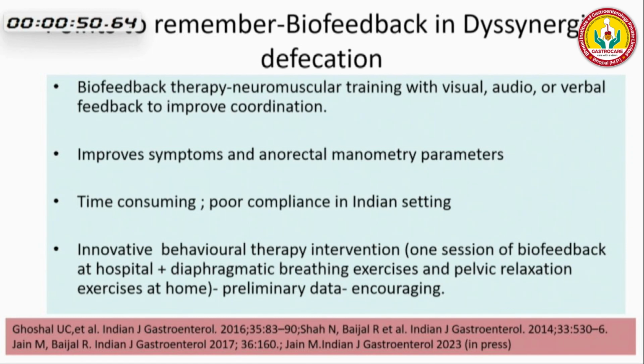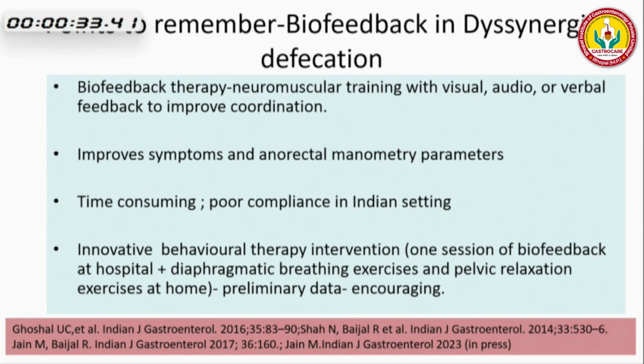Biofeedback therapy is basically a neuromuscular training with visual, audio, and verbal feedback that is done by gastroenterologists and physiotherapists in the West. Now it improves symptoms and anorectal manometry parameters. As it is time consuming, it has a poor compliance in Indian setting.